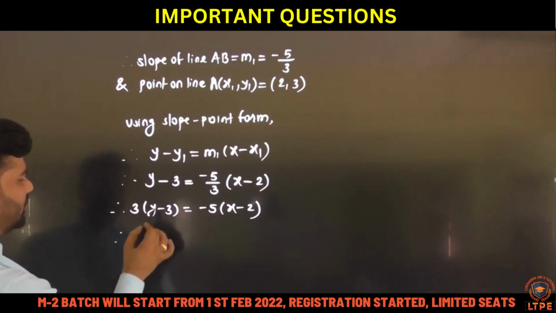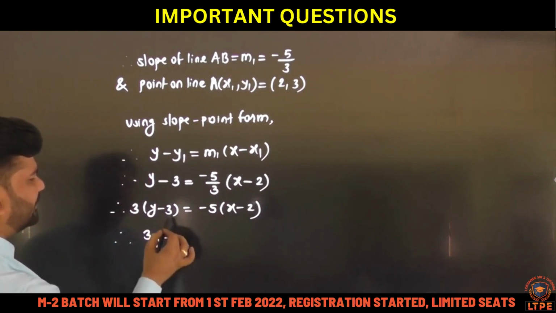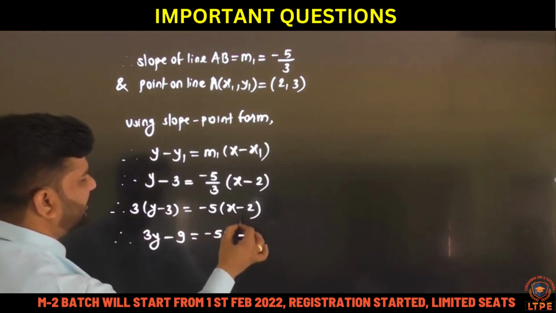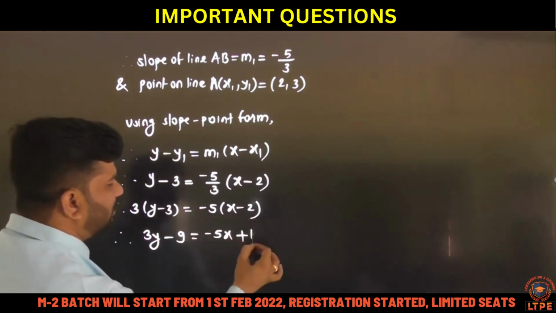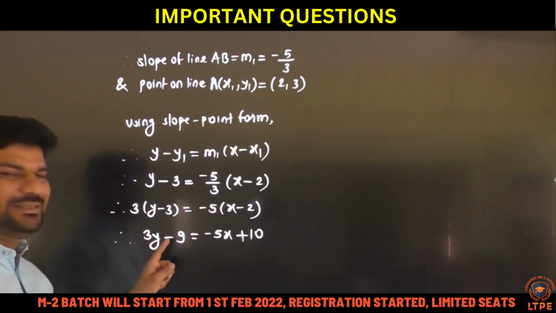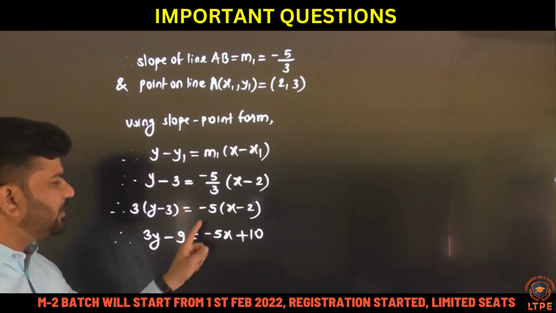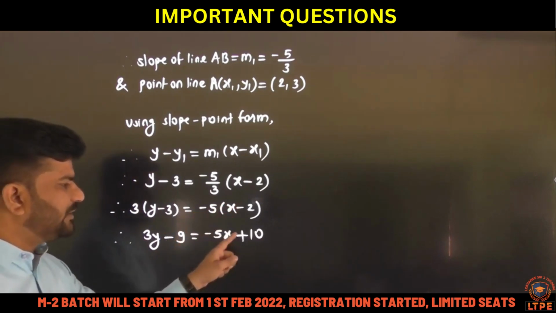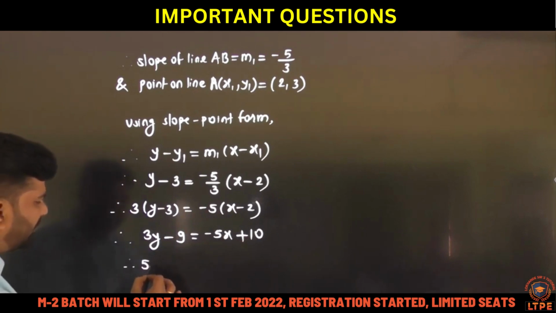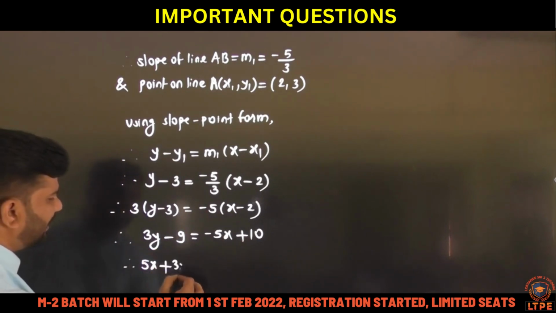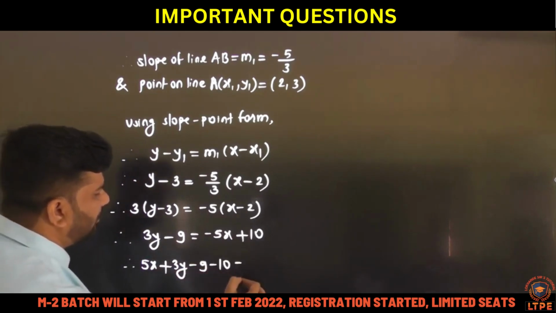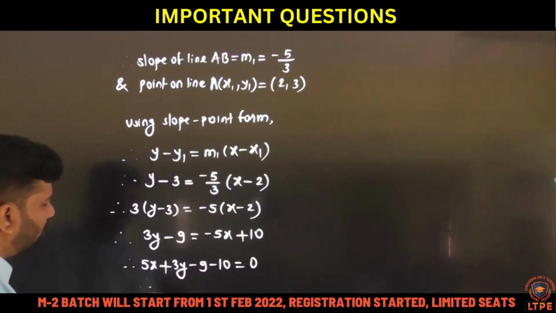Now 3 into y is 3y, 3 times minus 3 is minus 9, minus 5 into x is minus 5x, and minus into minus is plus, 5 twos are 10. Now minus 5x transfers to this side as plus 5x, plus 3y as it is, minus 9 as it is, and plus 10 transfers to this side as minus 10, which is equal to 0.